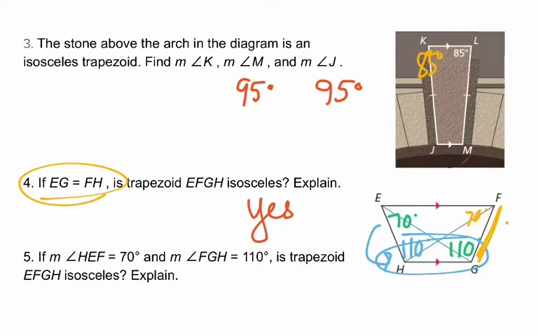All right, we're going to pause here for the first part of lesson 7.5. And we'll pick up with a little bit more about trapezoids and kites.